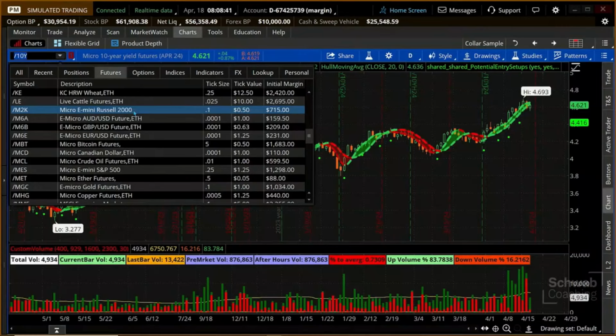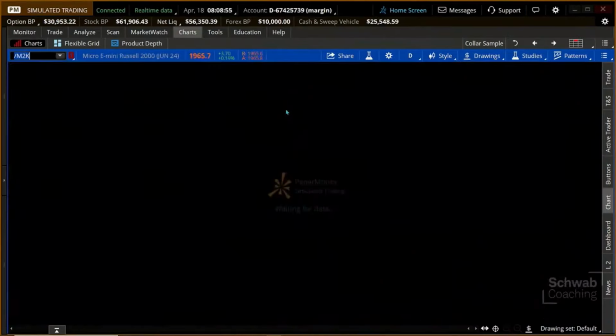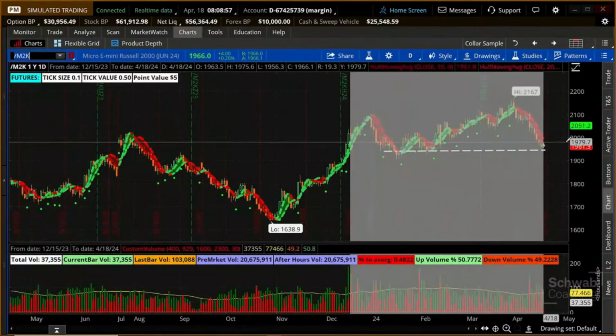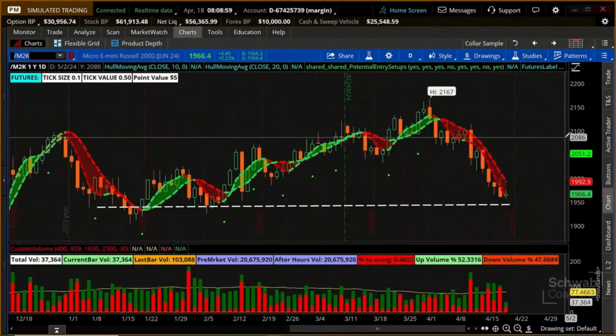Okay. Now, what's nice about this is we can see the tick size, the tick value. But especially if you said, oh, I want to know how much money I need to set aside to enter the position per contract, given a margin account, the answer is $715. So let's show this example, but I want to do this a little differently.